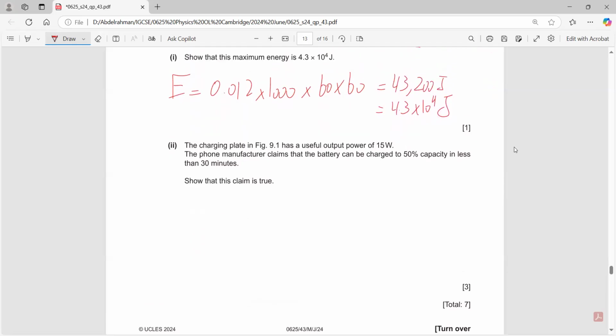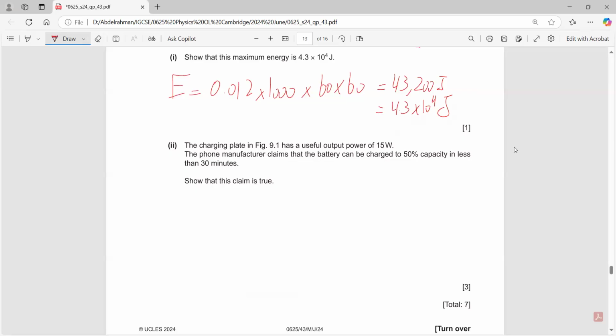The charging plate has a useful output power of 15 watts. The phone manufacturer claims that the battery can be charged to 50% of its capacity in less than 30 minutes. Show that this claim is true. Can I show that the claim is true?